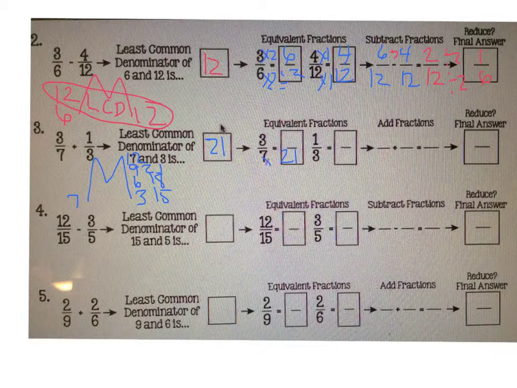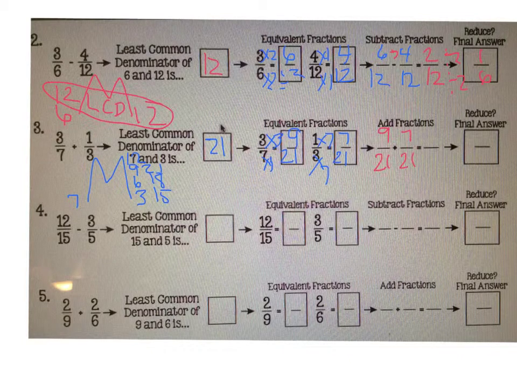So 7 times what gives me 21? 3. 3 times 3 gives me 9. So our new fraction is 9/21. And then we do the same thing to 1/3. 1/3 has to have the denominator of 21. That's times 7. 7 times 1 is 7. So our new fraction is 7/21.